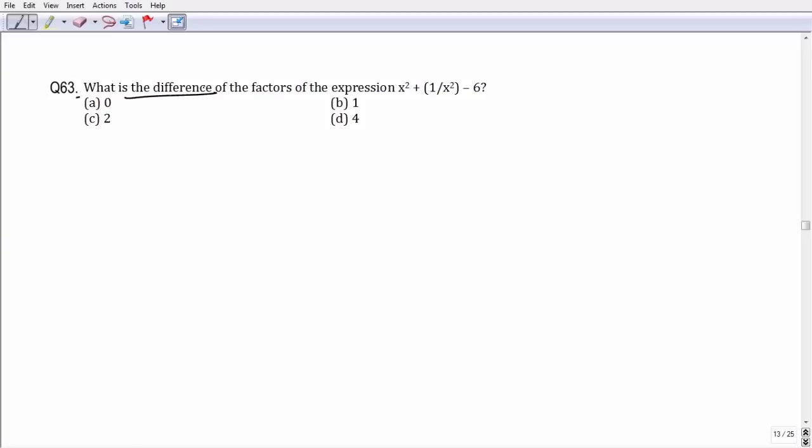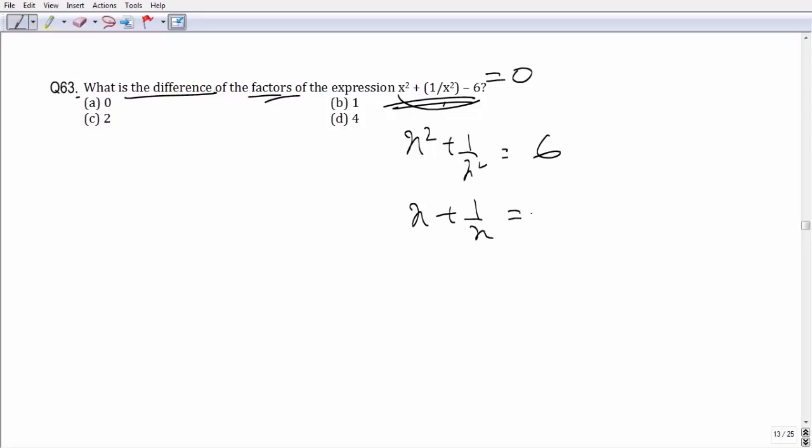Now it says, what is the difference of the factors of the expression x square plus 1 by x square minus 6? Now, in order to calculate the factors of this particular expression, we know that we have to keep it equal to 0, with which the value of x square plus 1 by x square turns out to be 6. And from here we can say that the value of x plus 1 by x will turn out to be 2 root 2. That is, 6 plus 2 under root.